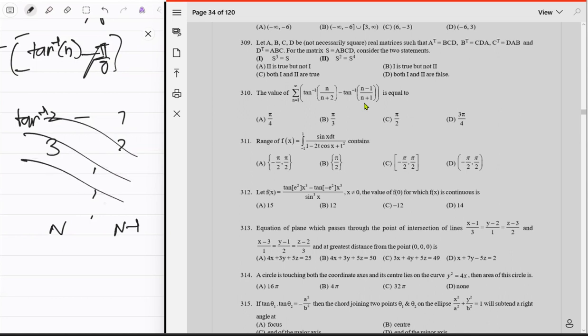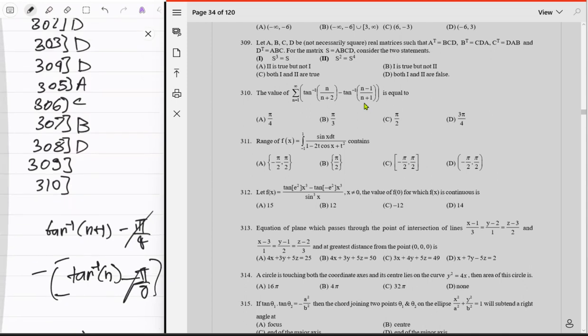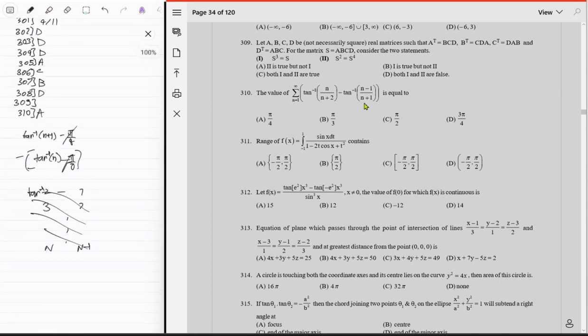So कुछ cancel हो जाएगा. It's just the thing, tan inverse of n minus tan inverse of 1. Tan inverse of n is, like as n goes to infinity, just pi by 2. Pi by 2 minus pi by 4. So pi by 4 is the answer. Next question. 311.